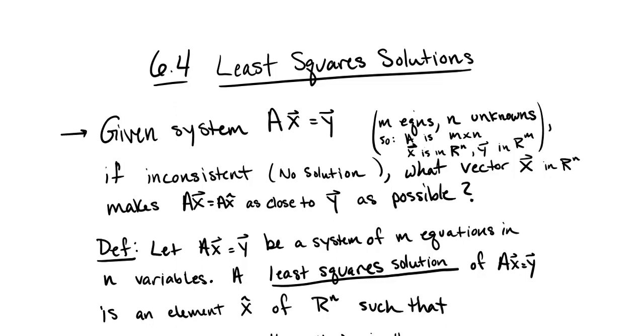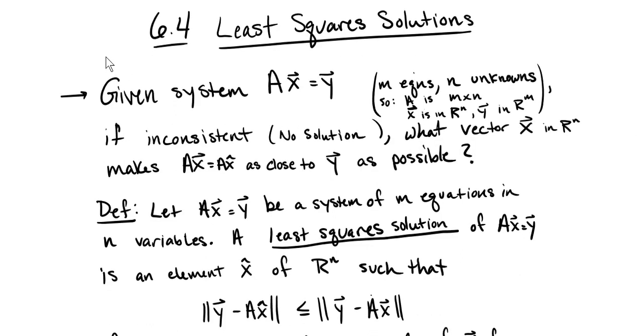This is section 6.4 on the topic of least squares solutions. And we're going to see here the basic idea of this section I've summed up to start out. Given a system AX equals Y, M equations and N unknowns. So in other words, A is an M by N matrix, M rows, so M equations, N columns, meaning N variables, unknowns. So that means X, the column of unknowns, is in Rn, since there's N of them.